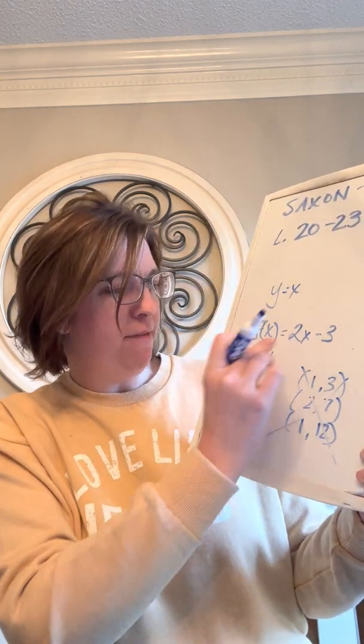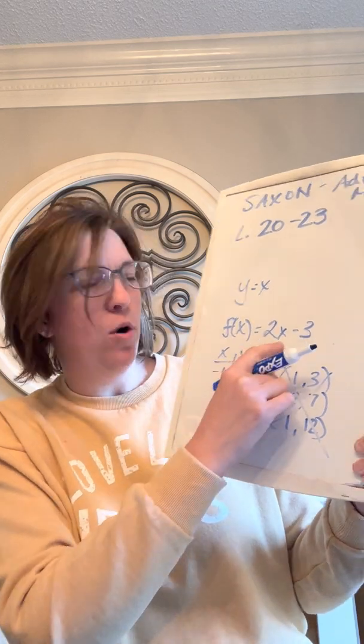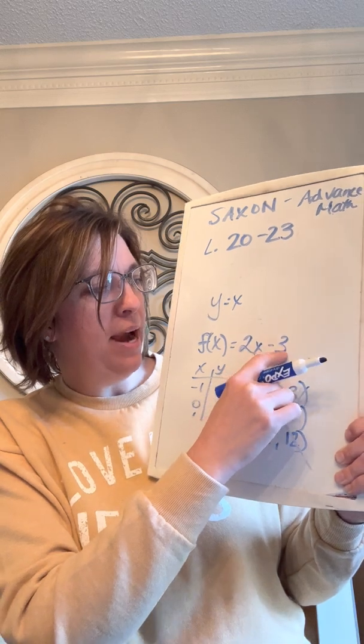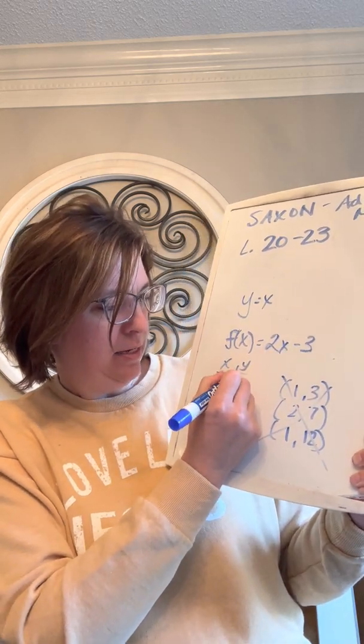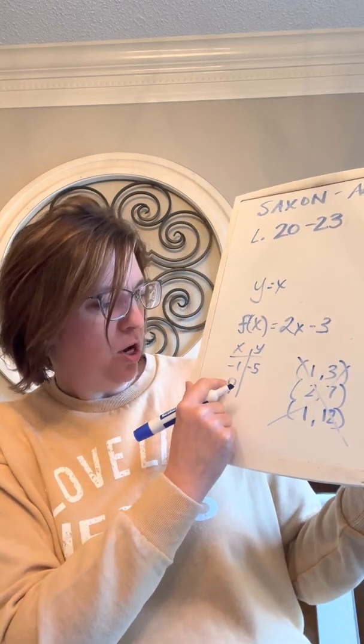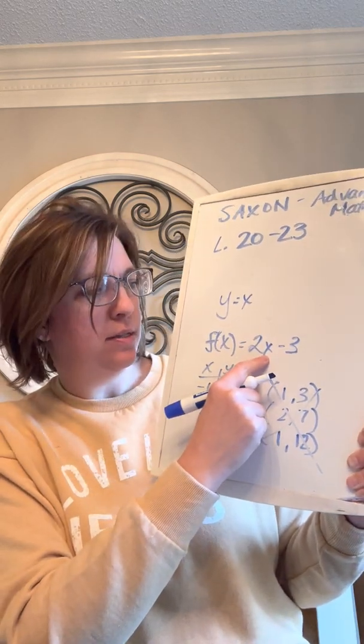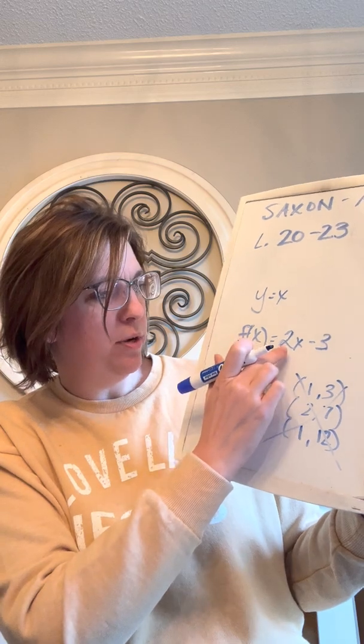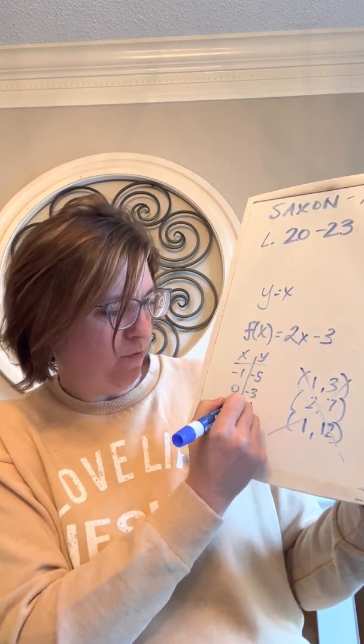So if I were to take my function up here and plug in -1, negative 1 times 2 is negative 2 minus 3 is negative 5. So 0 times 2 is 0 minus 3, negative 3. 1 times 2 is 2 minus 3, negative 1.